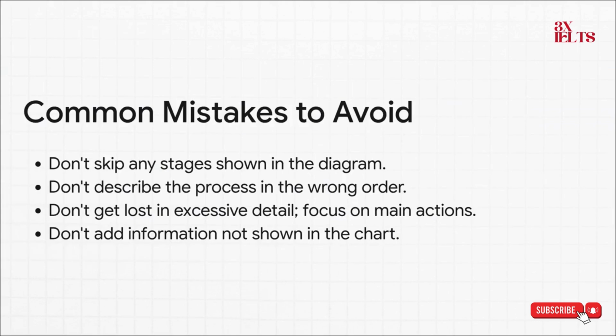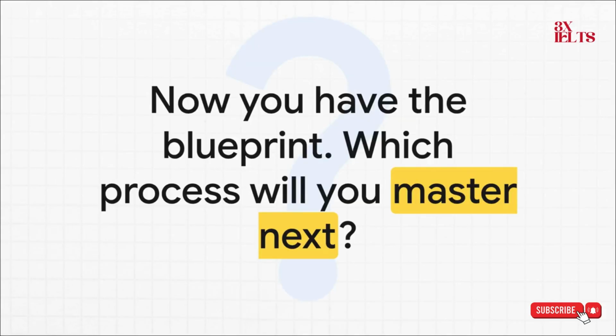And here's your final pre-flight check, the most common traps to avoid. Don't skip any stages, don't mix up the order, don't drown the examiner in tiny little details they don't need. And most importantly, never, ever add information or your own opinions that are not in the chart. Your job is just to describe what you see, nothing more. So there you have it, a complete system for mastering any IELTS process chart. You've got the 4-part blueprint, you've got the language toolkit, and you've got the mindset for success. So the only question left is, which process are you going to master next?